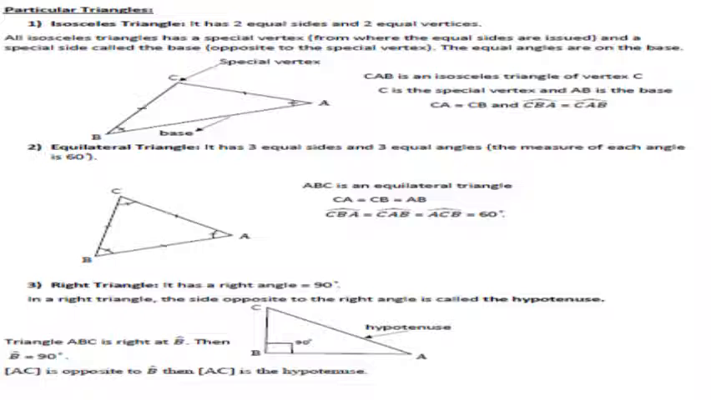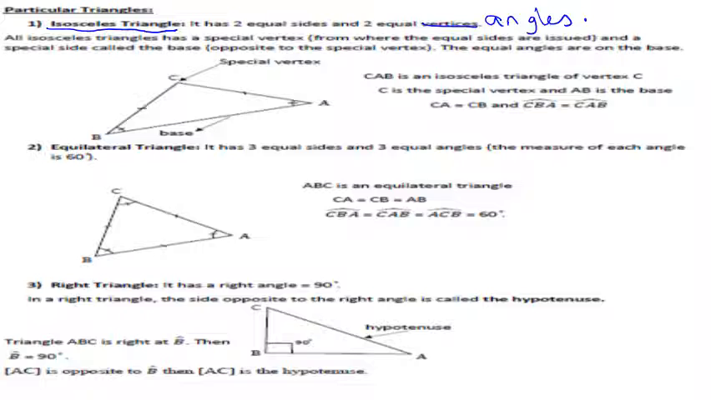Now we'll talk about the particular triangles. The first particular triangle that we will talk about is the isosceles triangle. Which triangle do we call isosceles? An isosceles triangle has two equal sides and two equal vertices, or two equal angles.